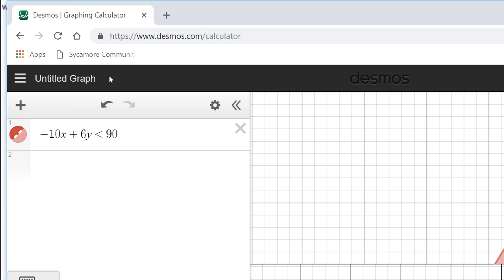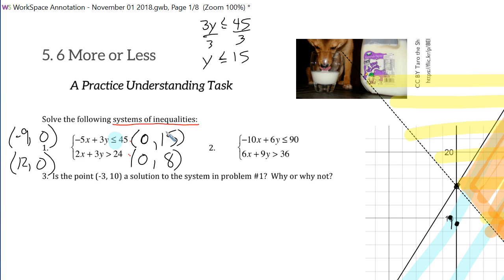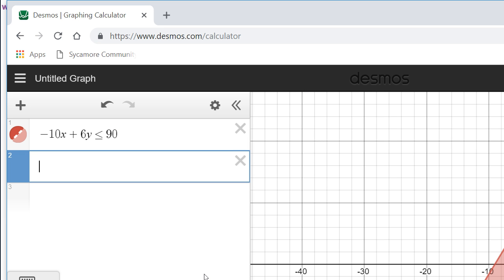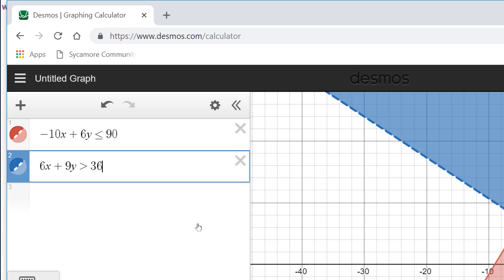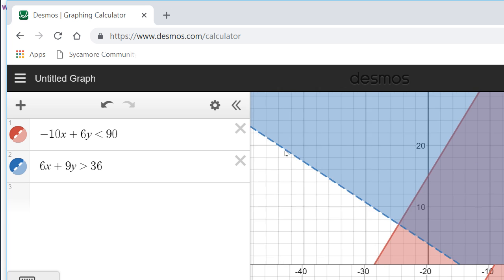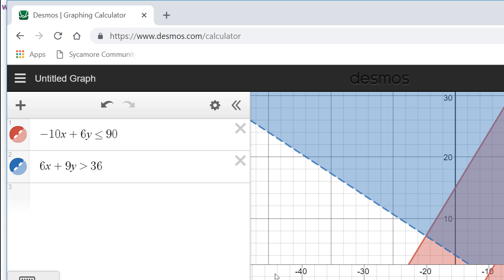Okay? Let's add one. Toggle back over real quick. 6x plus 9y is greater than 36. Okay? Let's drop that down. And here you have a very similar result, and that's much faster, I think, than the way I did it.